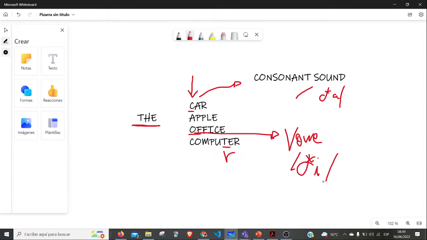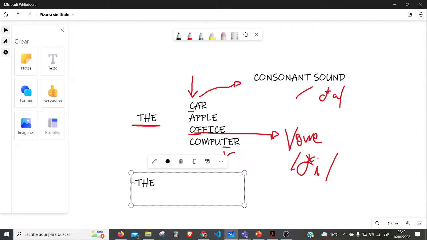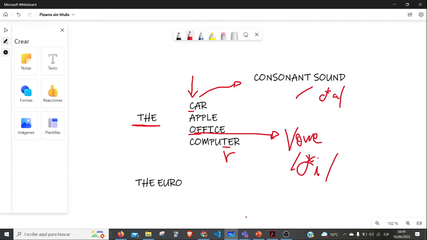The. For example, how do you say el carro in English? The car. Perfect. How do you say la manzana in English? The apple. How do you say la oficina? The office. Yes. How do you say la computadora? The computer. Yeah. Prueba de nivel avanzado. How do you say el euro? The euro. Ok, bien, pensamos.